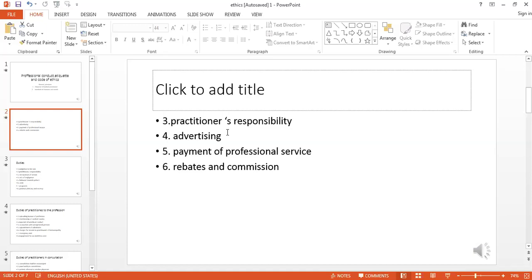And the second thing is that you should not advertise your capacity in front of the non-medicos. So these are the two things that are important in advertisement. The next thing is the payment of professional services. A practitioner of homeopathy engaged in the practice of medicine shall limit the sources of his income to fees received from professional activities for services rendered to the patient.